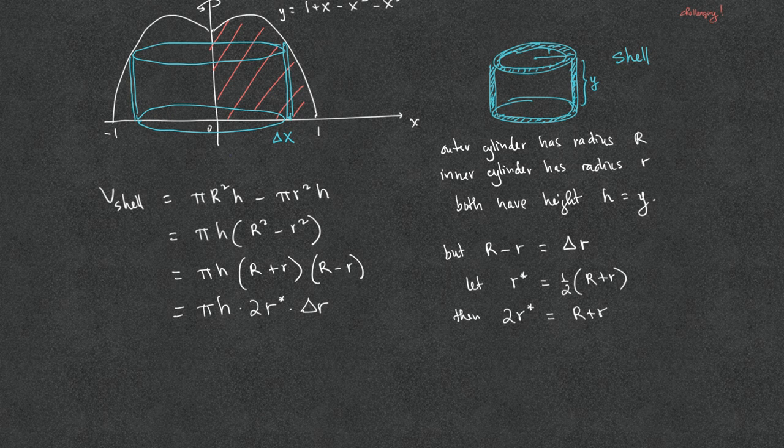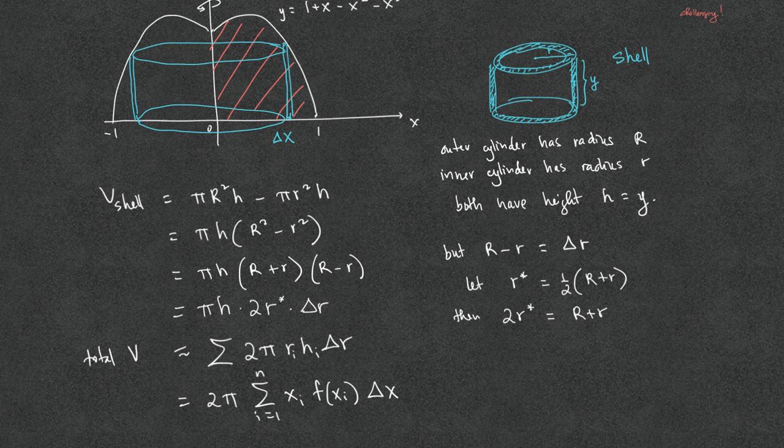The total volume is the sum of 2 pi r_i h_i delta r, where 2 pi is a constant, but r is x_i and h is the height of the function f of x_i. As n goes to infinity, this Riemann sum gives us the definite integral so that the exact volume is 2 pi times the integral from a to b of x f of x dx.